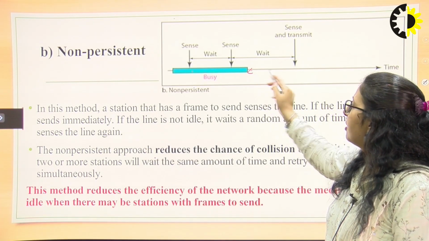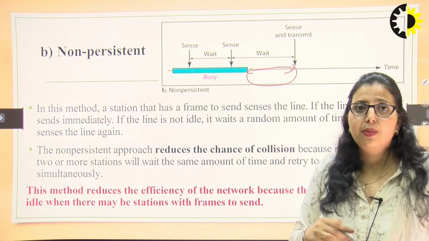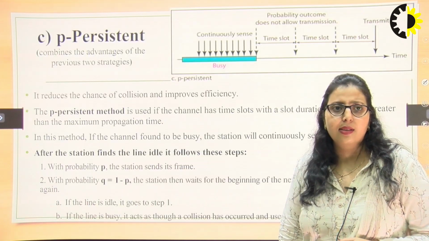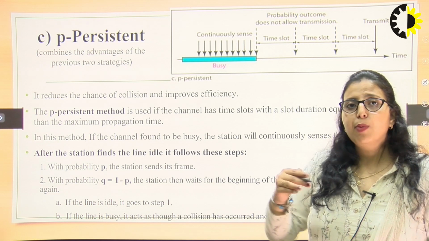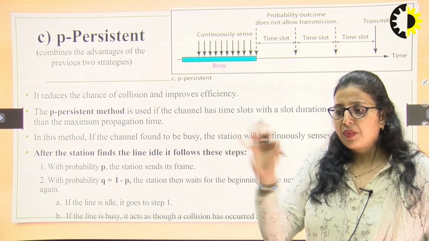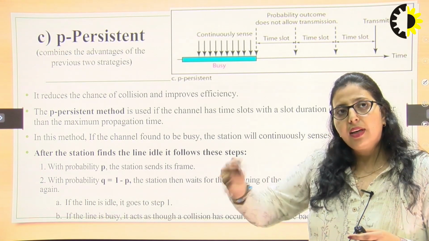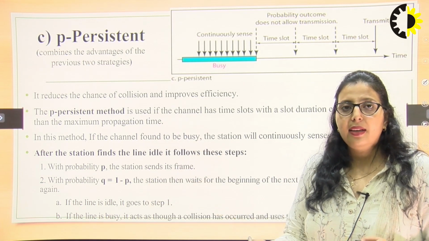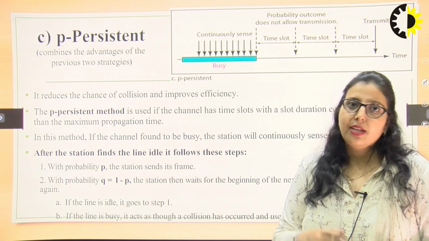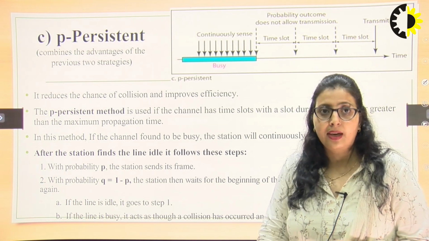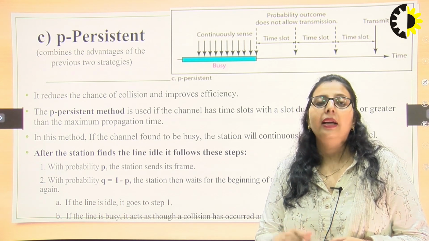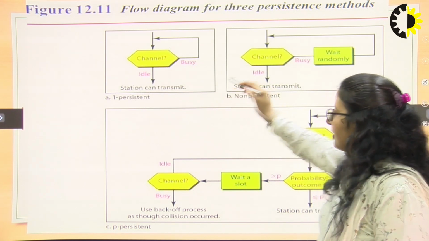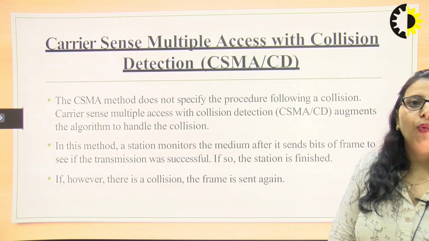Here, there is a disadvantage: since the waiting time is there, any other station can also start sending data in it. In p-persistent, some probability is given to different stations, and after continuously sensing, they sense at a particular slot. If the channel is idle and it is that particular station's probability, then it sends the data; otherwise it will not send the data until its probability is achieved. So this is how one-persistent, non-persistent and p-persistent work.